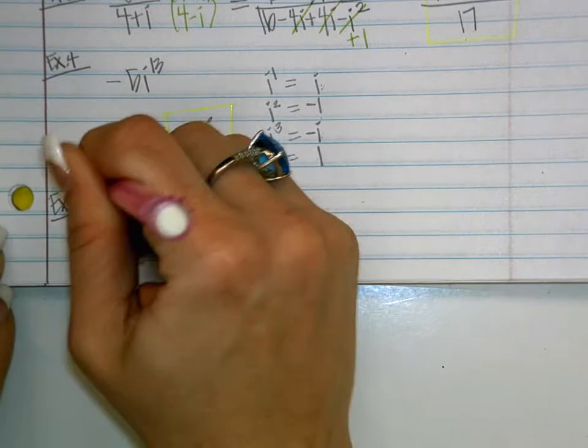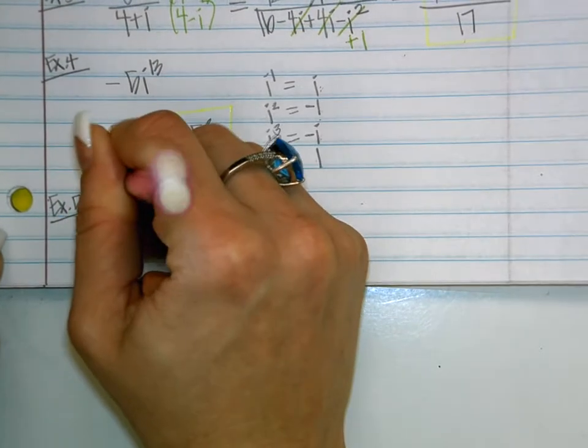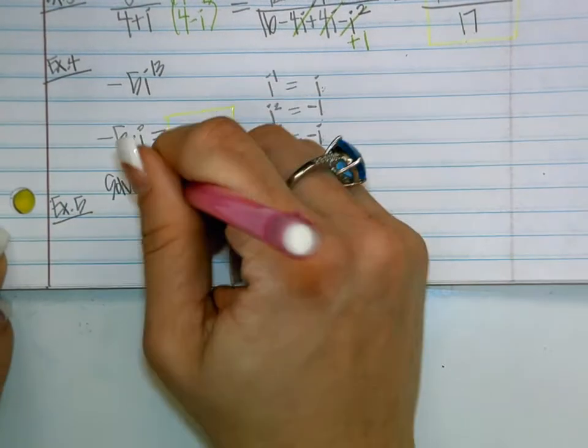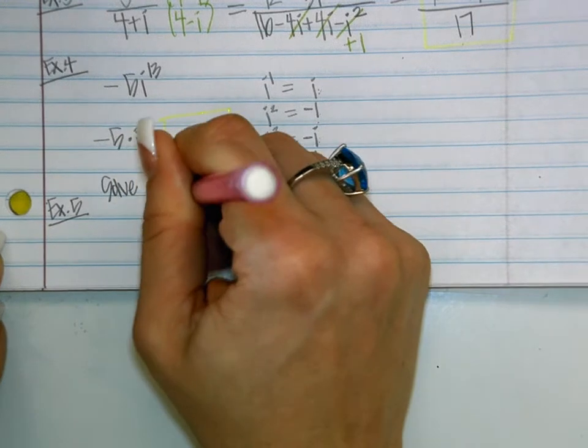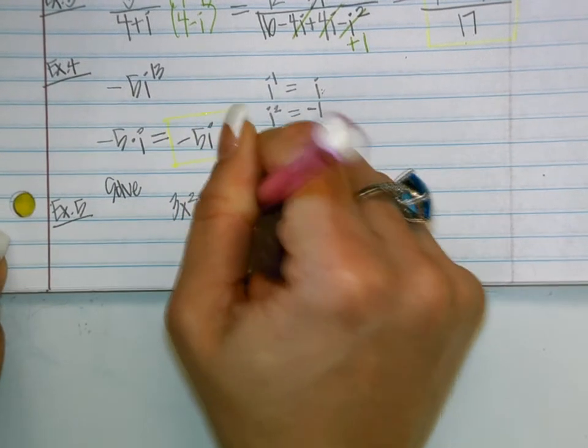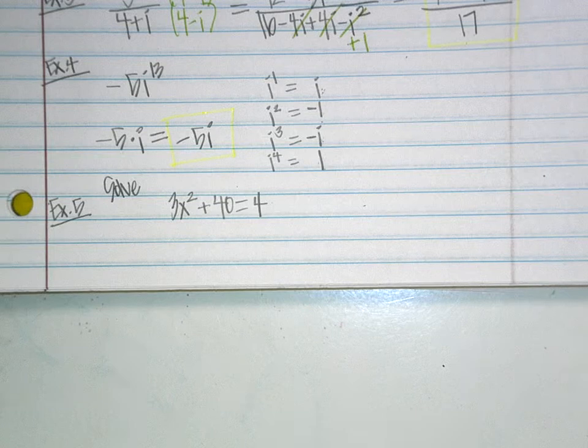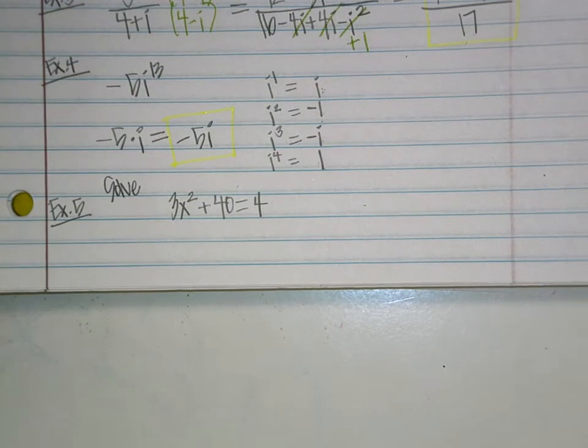Okay, for number 5, I would like you to solve 3x squared plus 40 equals 4. How would you solve this? Any ideas? Do you want to put everything on one side or separate sides?